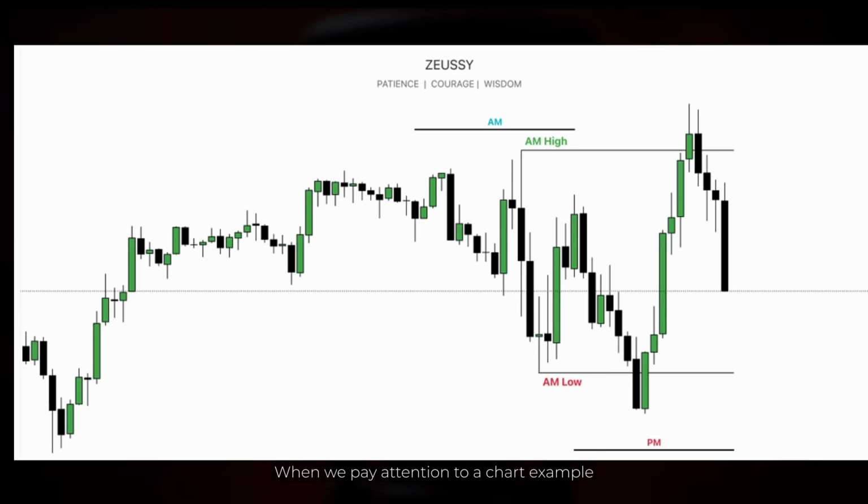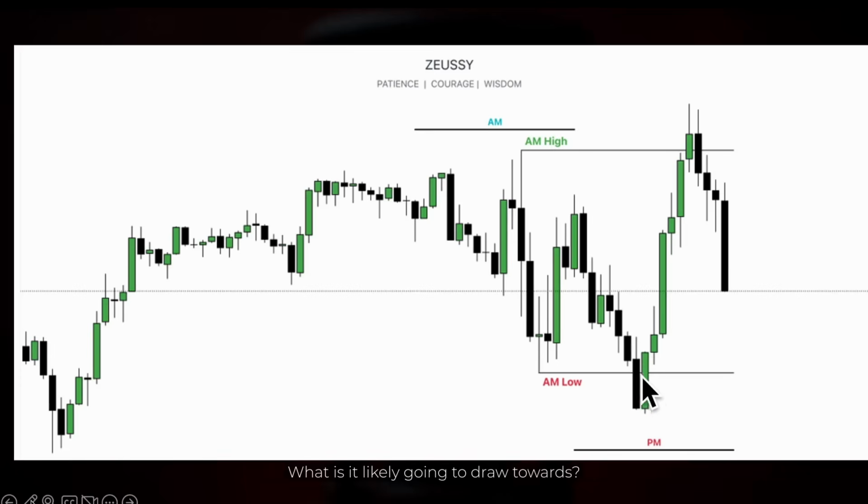When we pay attention to a chart example then, what you can see right here is that the AM session is annotated right here, where you can see that the market formed the AM high right here and the AM low down here. Notice that when the afternoon session opened up, we saw the market drop lower, taking out the morning session's low, the AM low, and then we saw the signs become present of a reversal taking place.